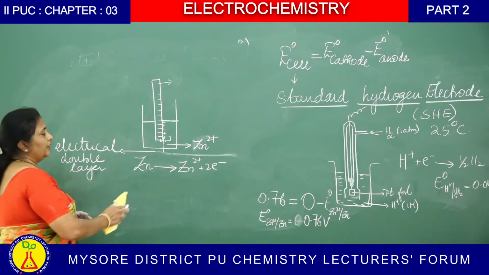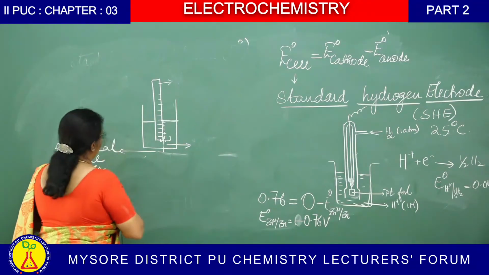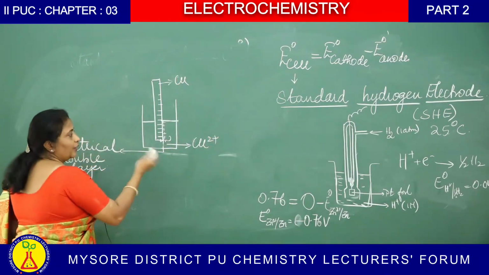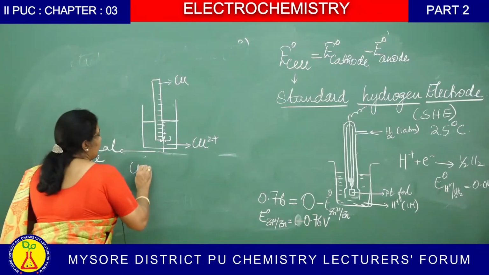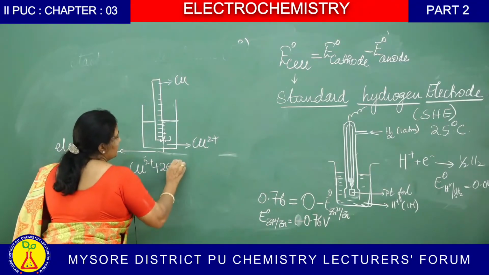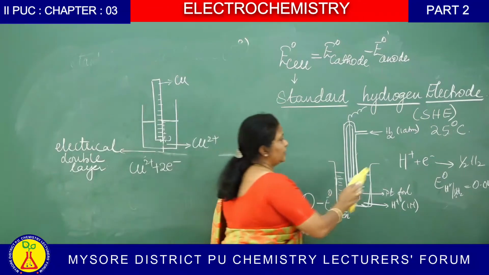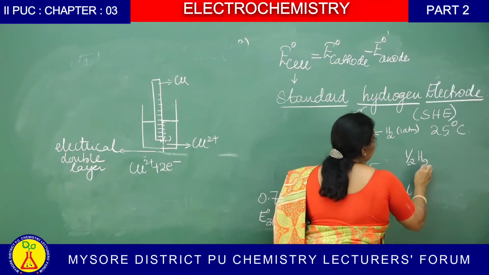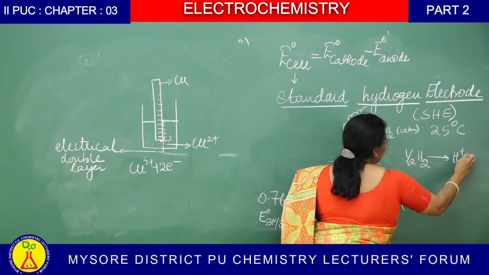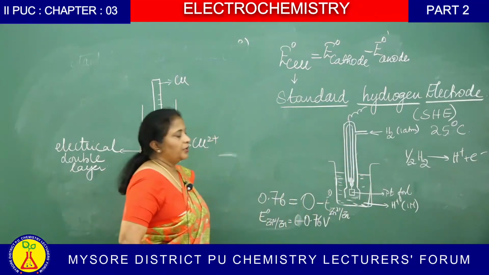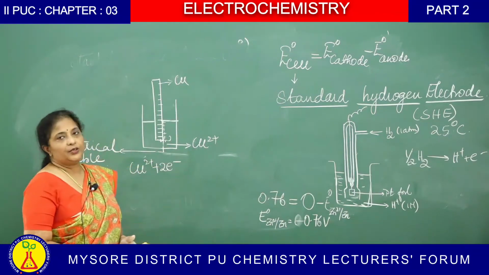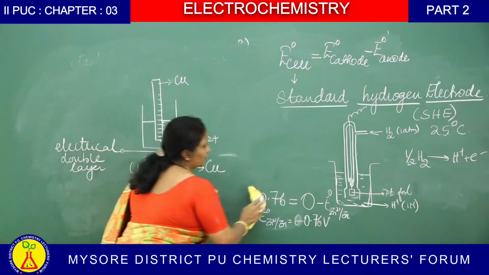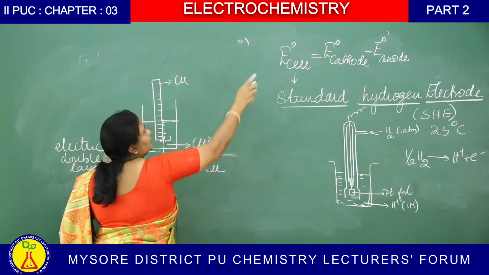But on the other hand, if you couple it with copper, then at the copper you will have reduction taking place, and oxidation occurs at the standard hydrogen electrode. So, this reaction is going to occur. Again you can calculate the standard electrode potential of copper. For that we again make use of this equation.